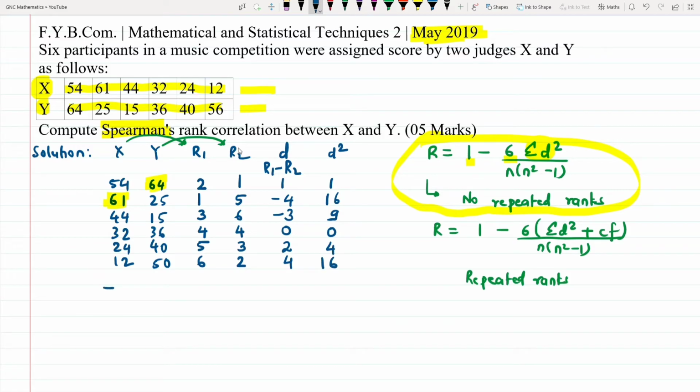Next we need to total the d square. So I'll be using my calculator. So the total of d square which I have calculated is 46. Let's put up all this in a table.